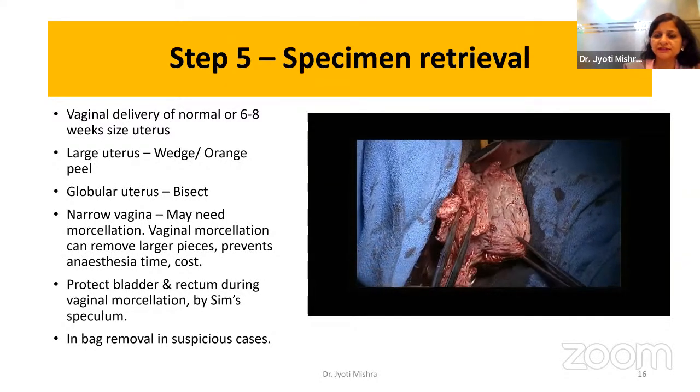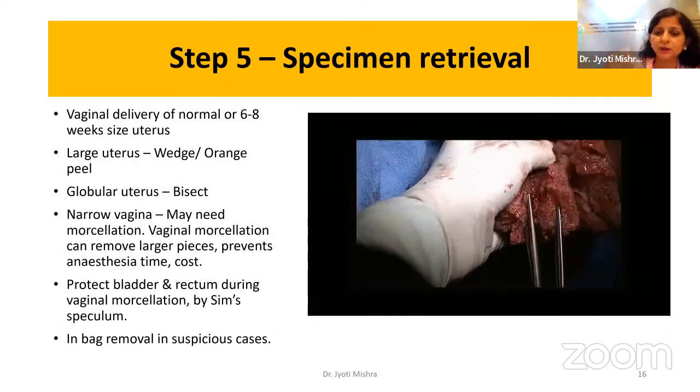A globular uterus is more tricky, like an adenomyotic uterus, where you have a football, like a globe, sitting on a pivot.